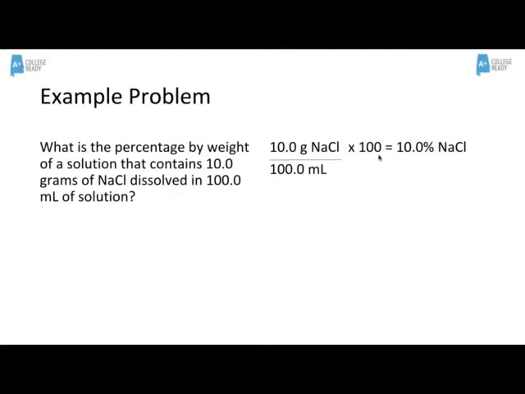And then I'm going to multiply that by 100. And you can just put that in your calculator. And so 10% of the solution is sodium chloride. So that would be the percent by weight that is sodium chloride.